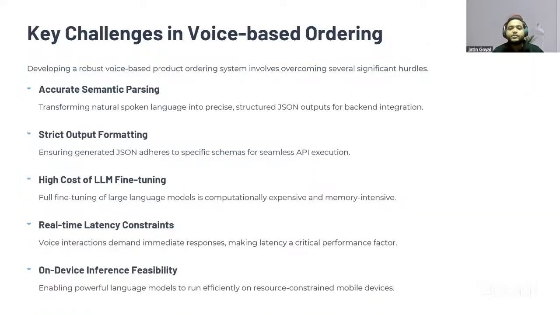Now, building such a system introduces several challenges. Firstly, we need accurate semantic parsing, converting free-form spoken language into precise structured data that backend systems can execute. Second, backend systems require strict output formatting. Even a small JSON formatting error can cause system failure. Third, full fine-tuning of large language models is expensive in terms of GPU memory, training time, and cost. Fourth, voice-based systems require real-time latency. Users expect responses within a second or two. Finally, we must ensure on-device inference feasibility, especially for mobile phones and other low-resource hardware. Our work aims to address all these challenges in a unified framework.